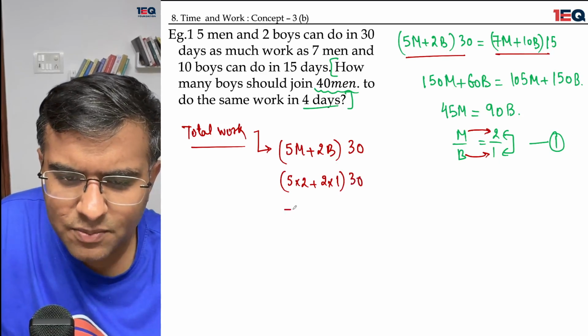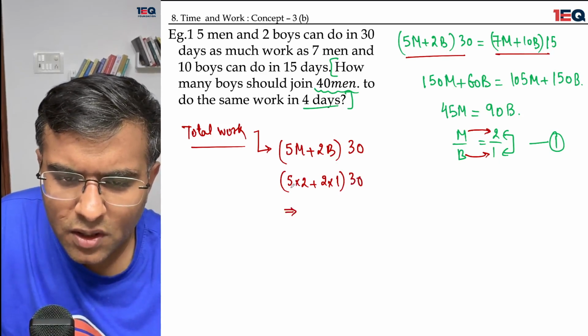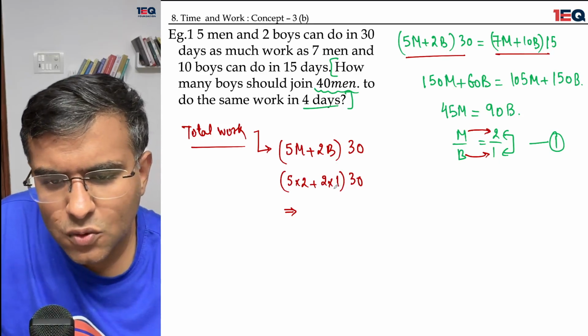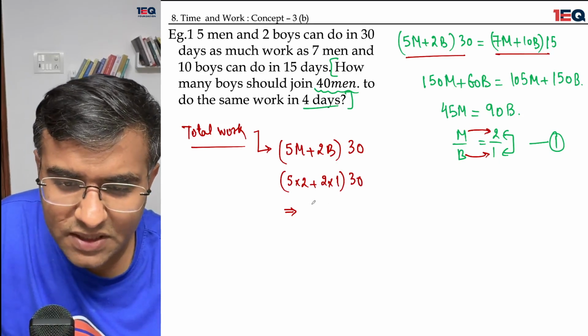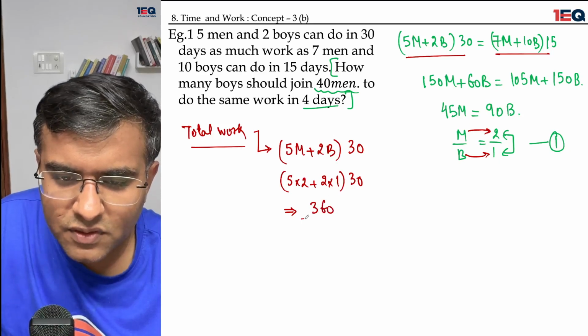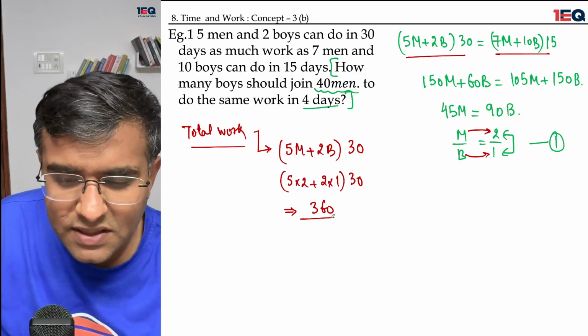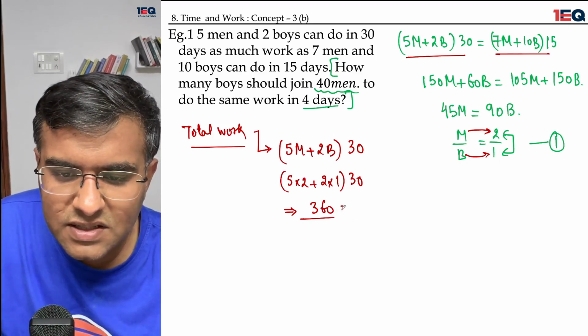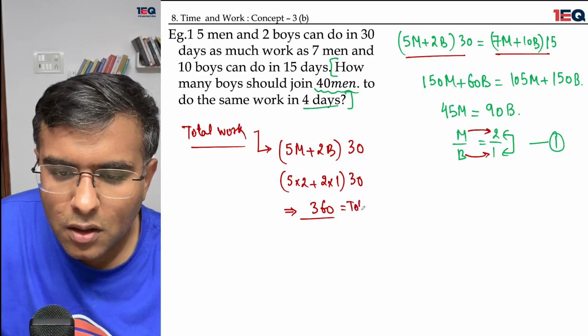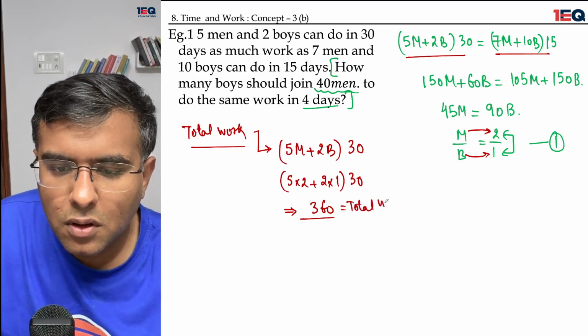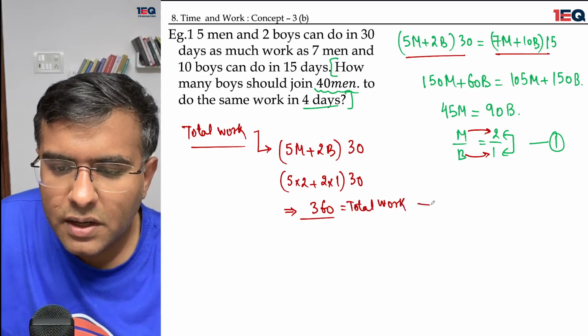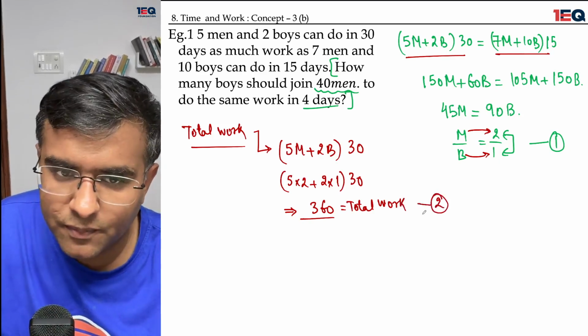I'll quickly skip a step. 5 twos are 10, 10 plus 2 is 12, 12 multiplied by 30 is 360. So 360 units is my total work. Okay. And this is my second portion of the journey.